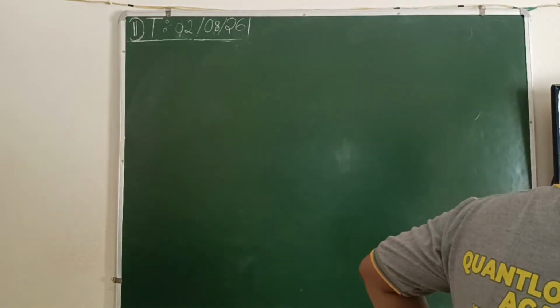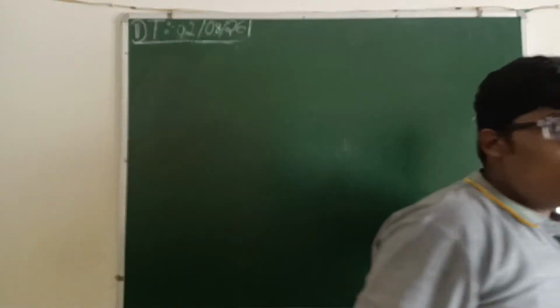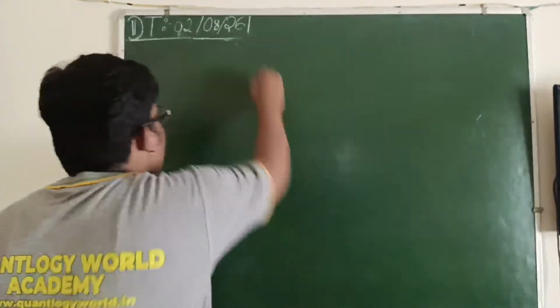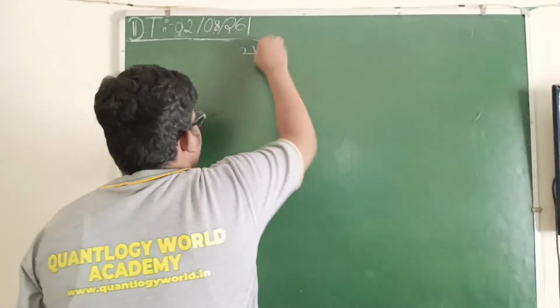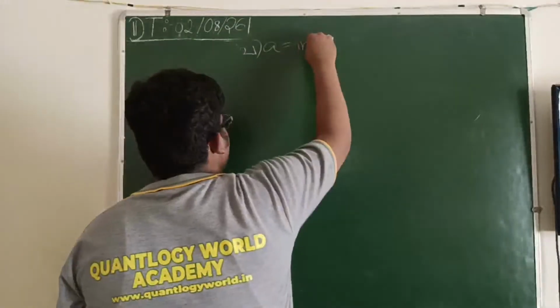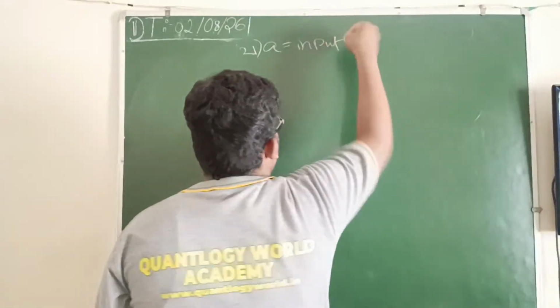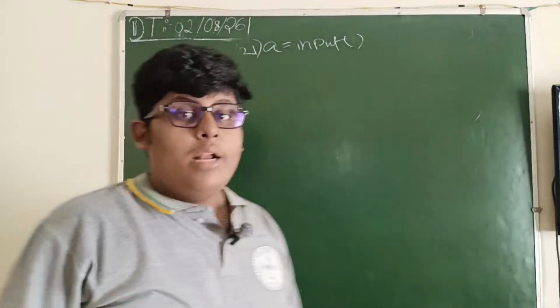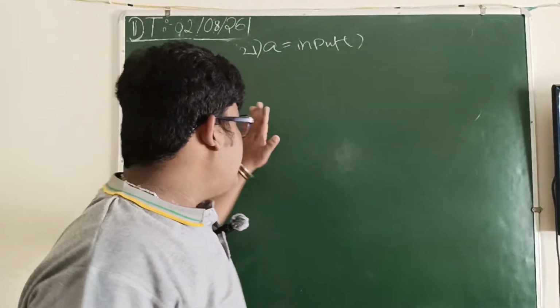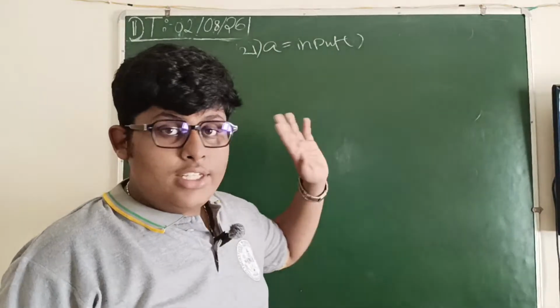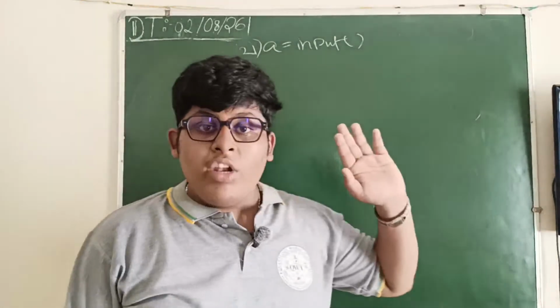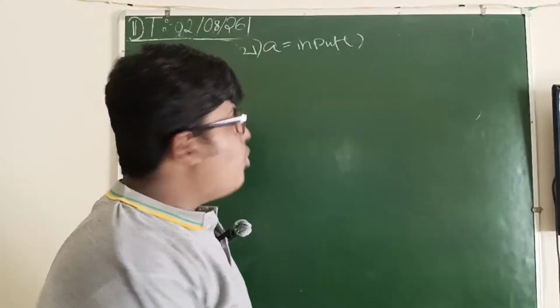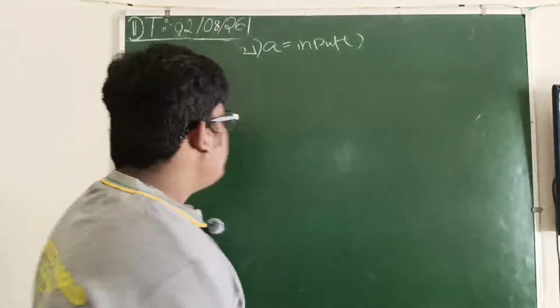Next is: write a program to input a string and check whether it's a palindrome string or not. A equal to input. Before, we wrote int input because we were inputting a number or integer. Now we are inputting only a string value, so we'll write only a equal to input.